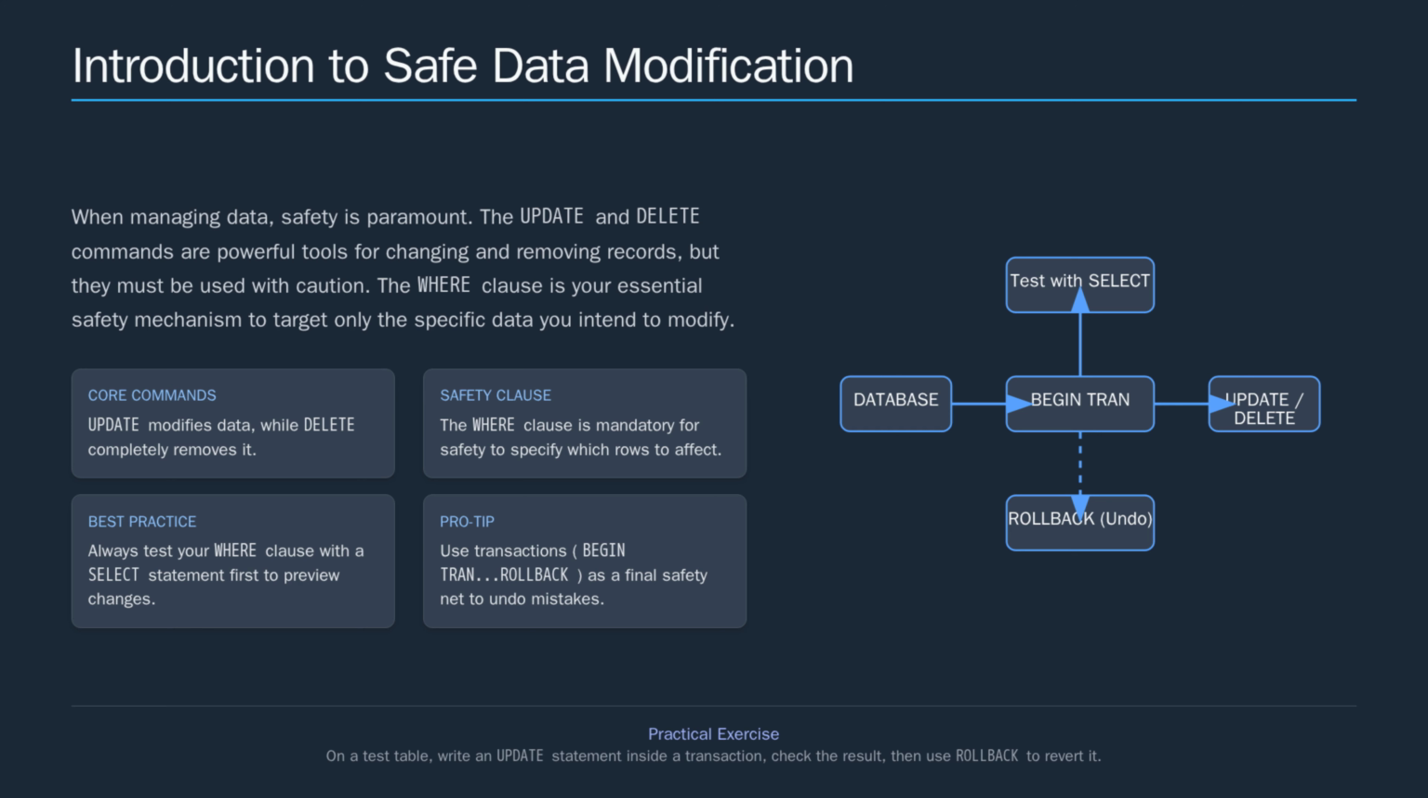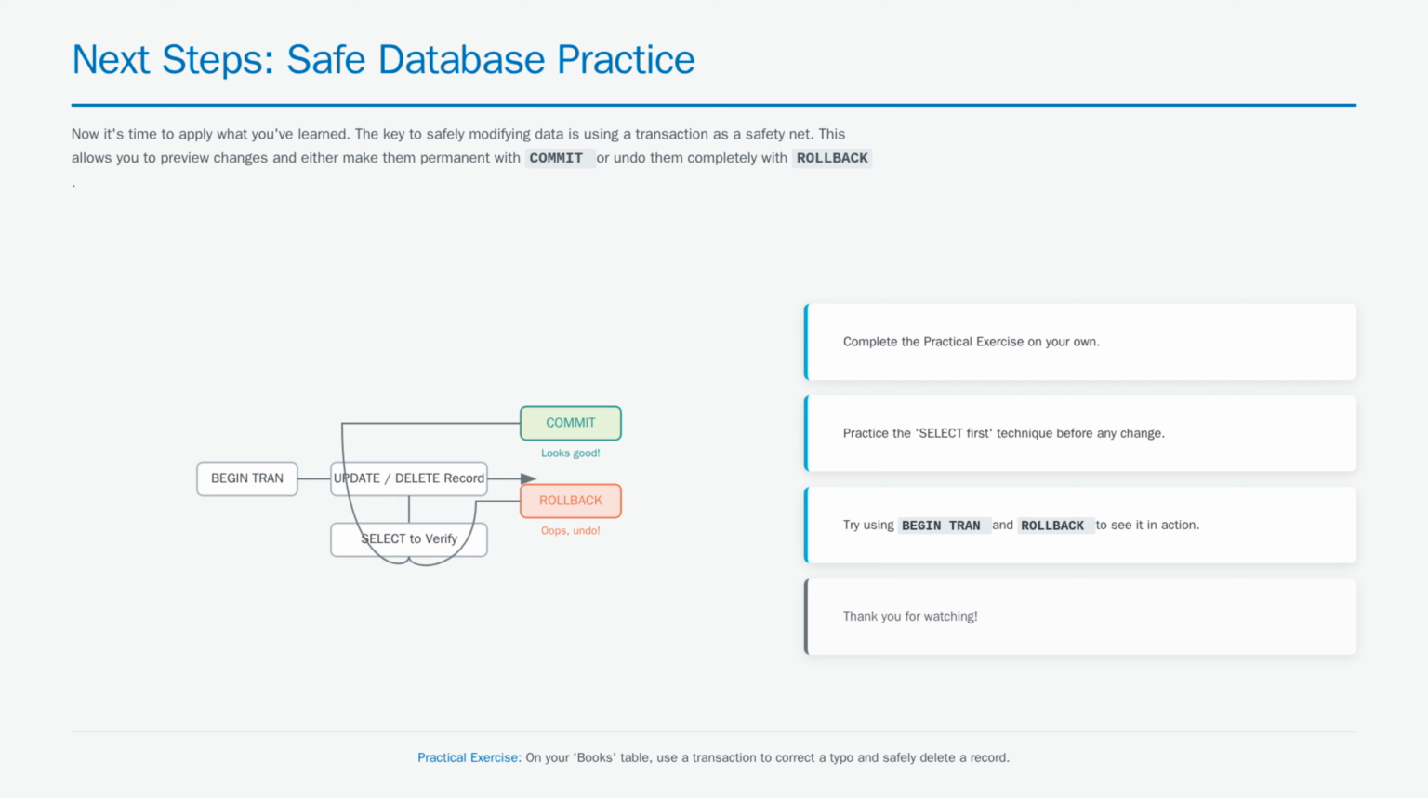And for maximum safety, especially when you're starting out or working in a production environment, use transactions to test your changes before committing them. Your assignment now is to perform the practical exercise we just demonstrated on your own books table. Correct a typo, delete a record, and practice using the transaction safety net.